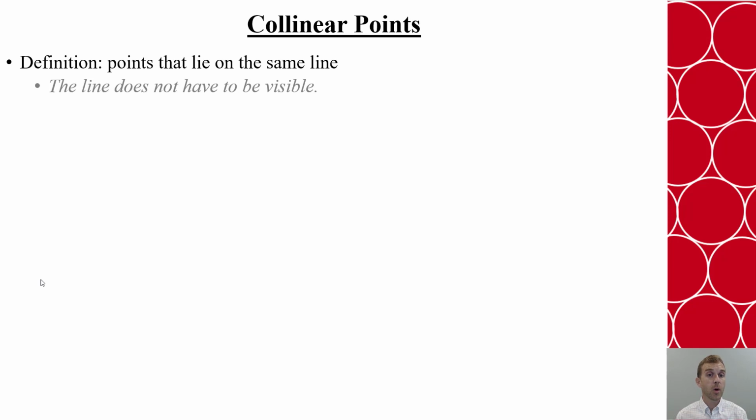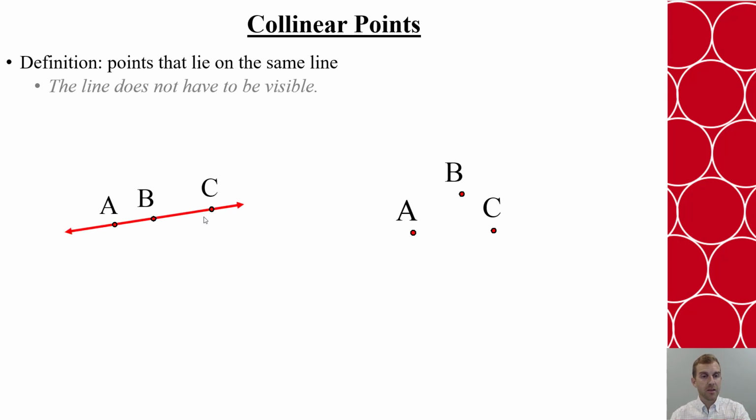Collinear points are points that lie on the same line, even if the line's not visible. So say we have 2 sketches here. On the left, we have ABC, and on the right, we have a different set of ABC. And if we say, well, there's no line visible, but can I draw a line through these points? Yes. And that would make these 3 collinear points.